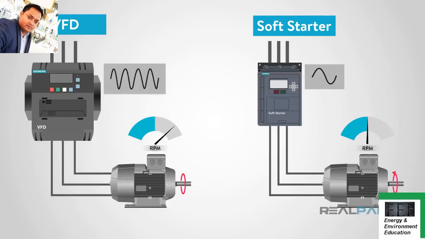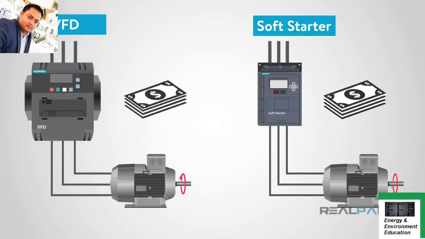So how do we know which device is needed for our application? The decision on which device you choose comes down to how much control your application requires. If your application requires a large inrush of current but does not require speed control, then a soft starter is the best option. If speed control is required, then a VFD is a must. Also, the price can be a determining factor in a lot of real-world applications. Since a soft starter has fewer control features, the price is lower than a VFD.